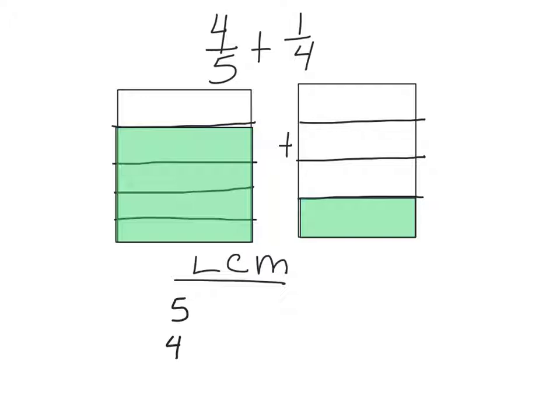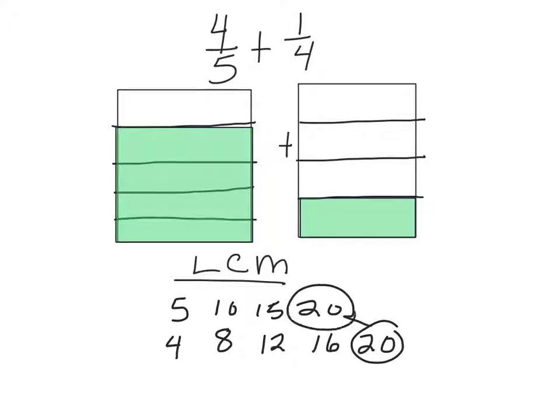Next, I will just count by 5s: 5, 10, 15, and 20. And then I'll count by 4s: 4, 8, 12, 16, and 20, right? And right here we see that I've got my common multiple right there, and 20 is my common multiple. So that means for the 5th one here, I need to cut this into 4 parts. 4 parts means 3 lines.